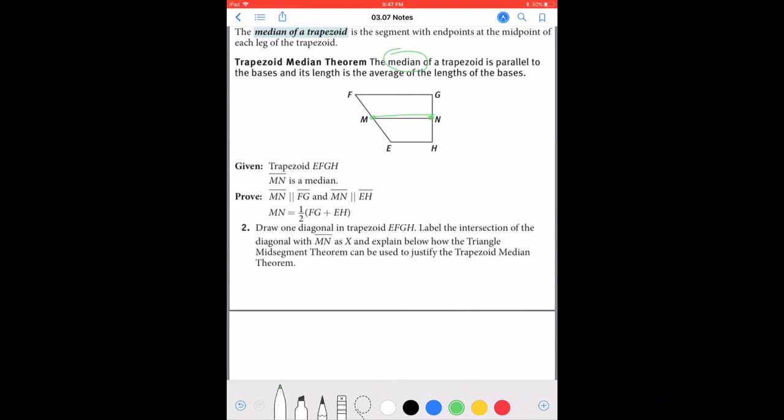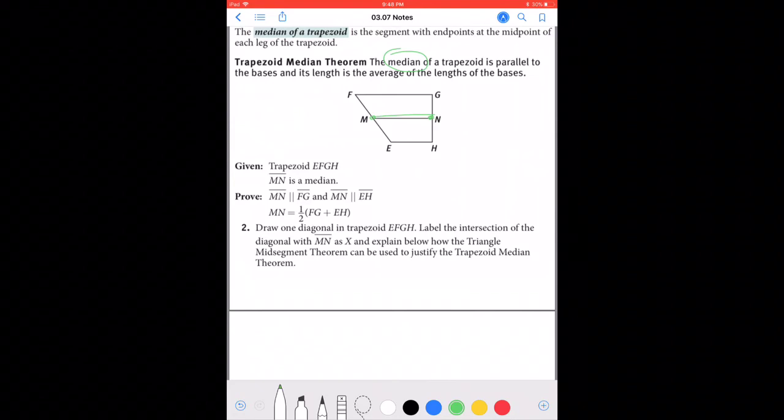Alright, so if we look, they already gave us the hypothesis and the conclusion here. MN is the median, and they wrote it out, so we know that MN is parallel to FG, and MN is parallel to EH. And then here is what that second part of our theorem states. The distance of MN would be half of FG plus EH. That's the formula to find the average.